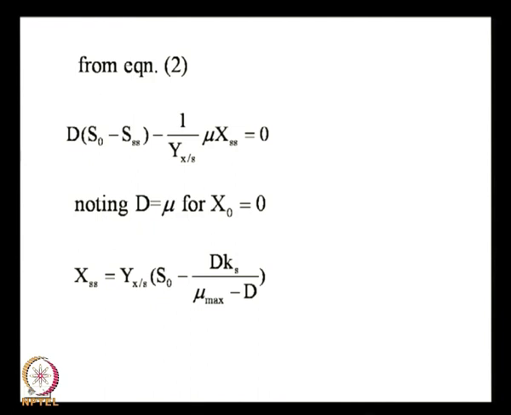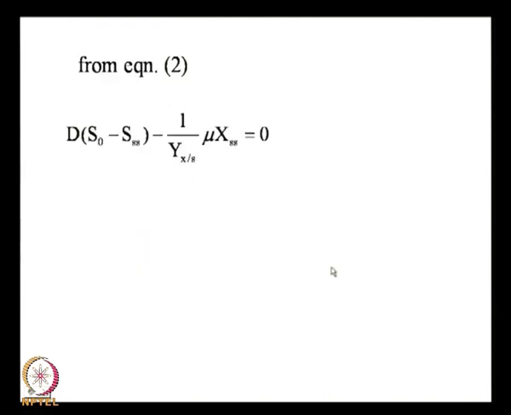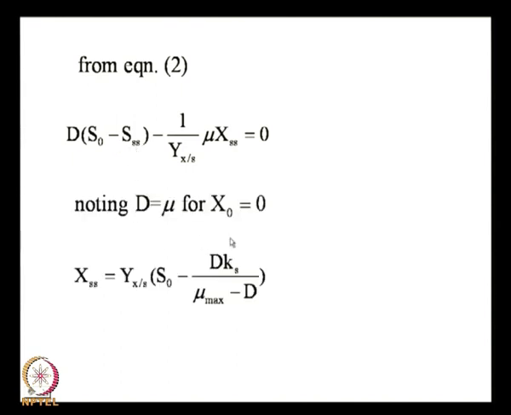Is it clear to all of you, or do you want me to go through the steps? Okay. All you need to do, SSS is given here as dKs over mu max minus d. Substitute for SSS from that equation into this equation, and you put d equals mu over here, and then you will get XSS, the steady state concentration of cells in the system. If we ignore the y, it goes as S naught minus dKs over mu max minus d.